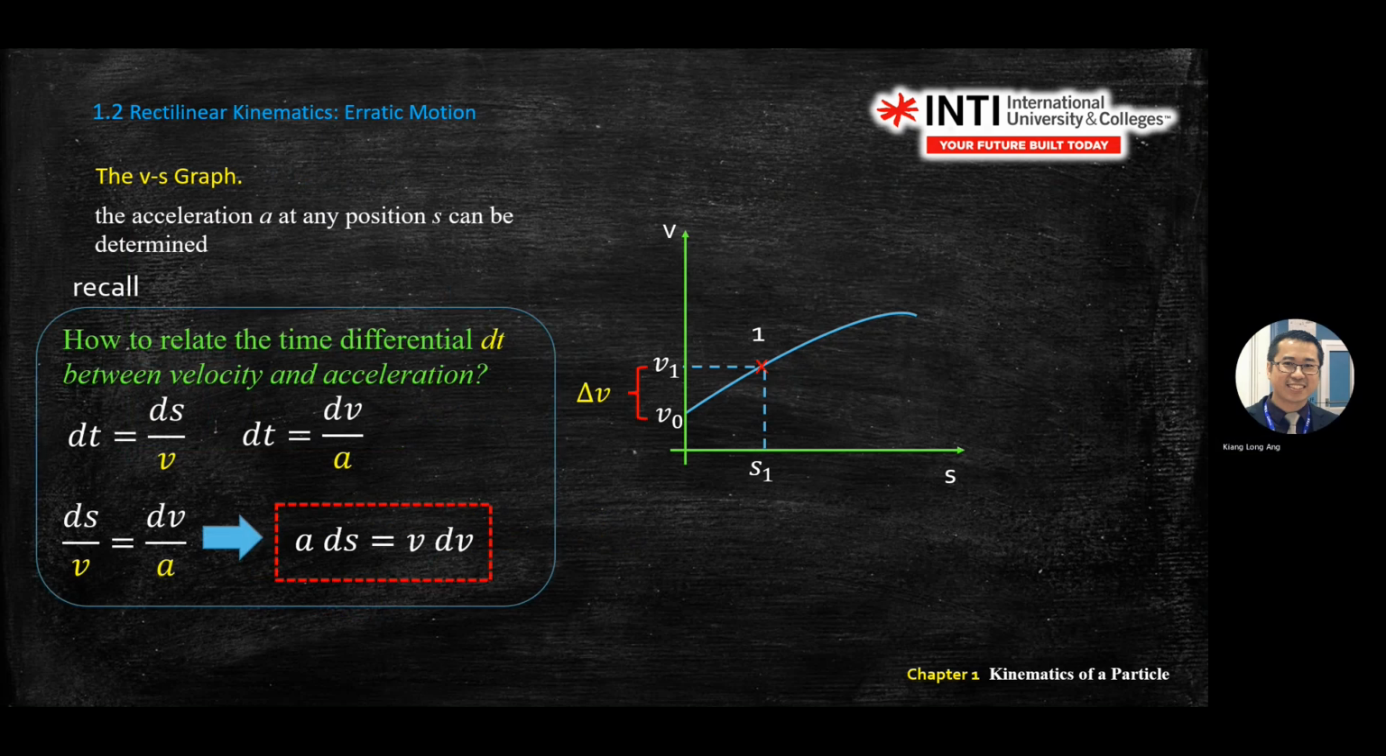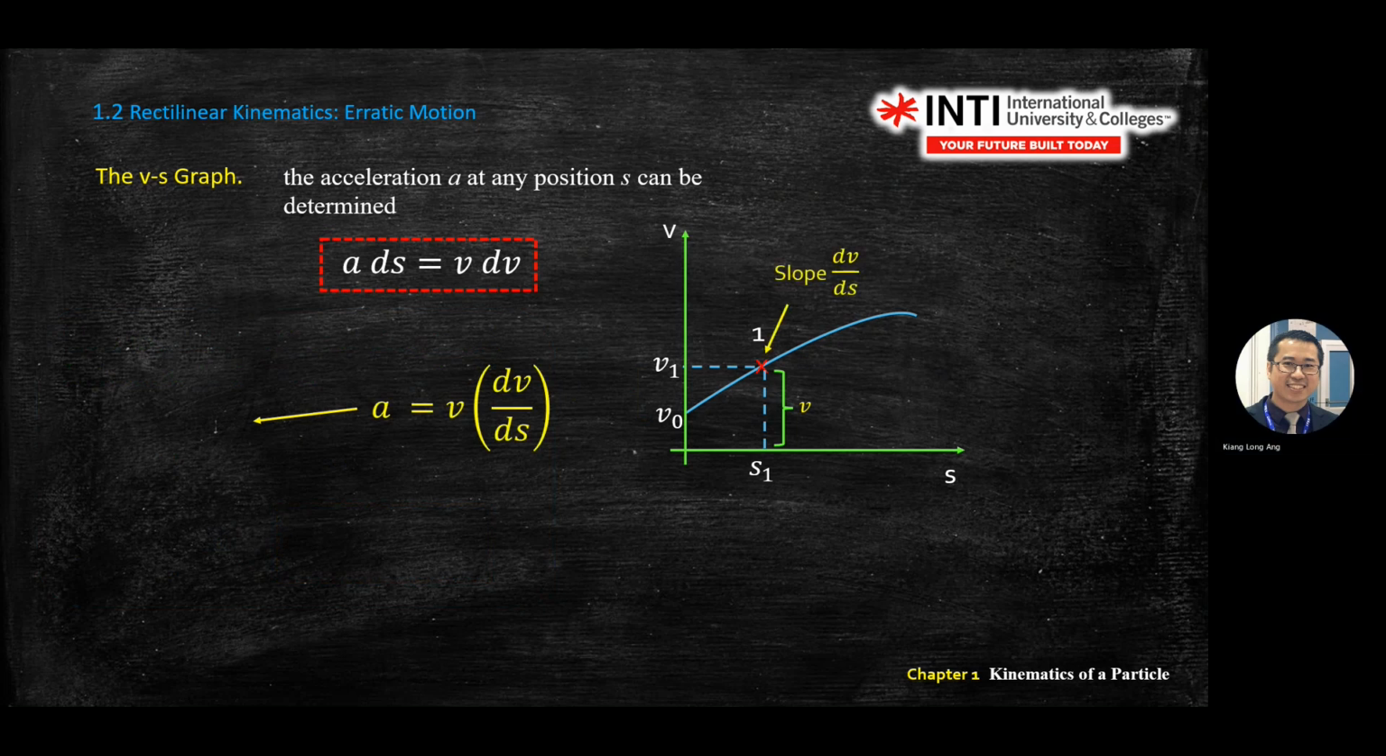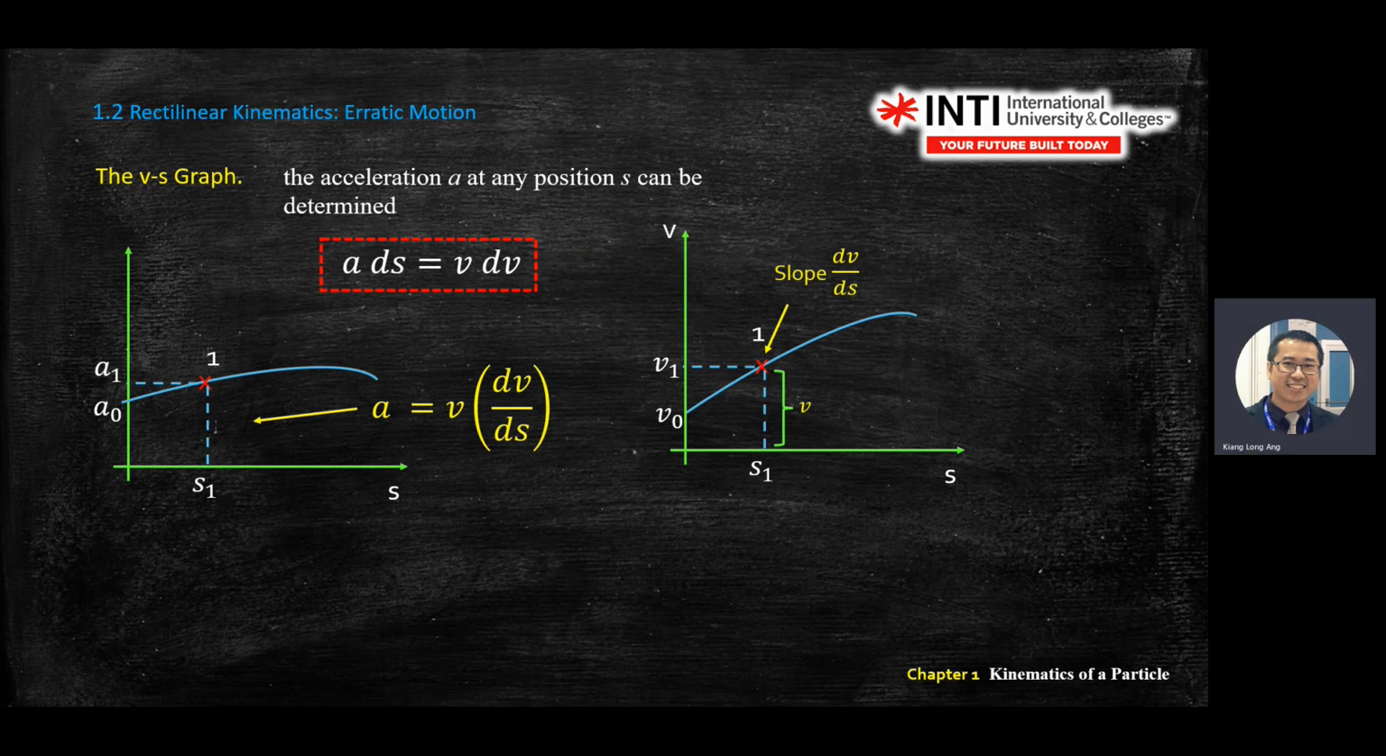So again, how do we relate time differential dt between velocity and acceleration? By this equation again: A ds equal to v dv. It depends on that particular time. We freeze the time. So A ds equal to V dv, you pull this one over here, A equal to V dv over ds.